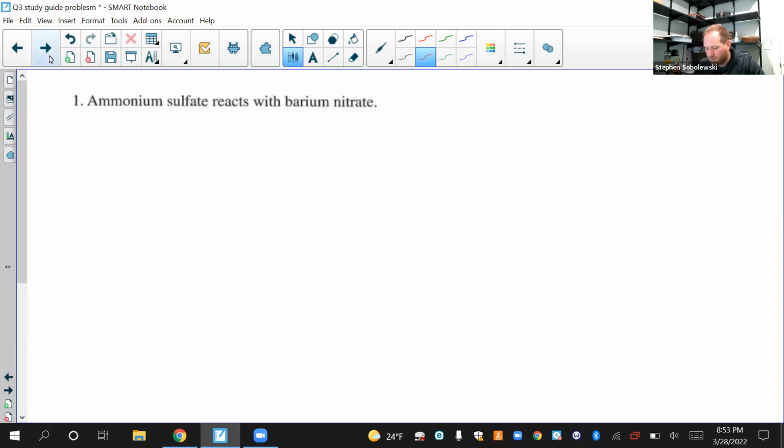Okay, on to the next part. So here we have a series of equations. What the instructions tell you is to write the balanced equations out, including state symbols when appropriate. And if it's a double replacement reaction, also include the net ionic equation. Now that really only applies to double replacements. Oh, and identify the type of reaction for each one.